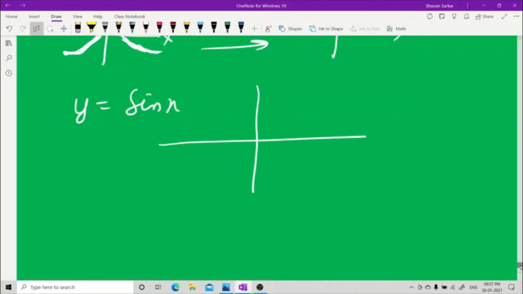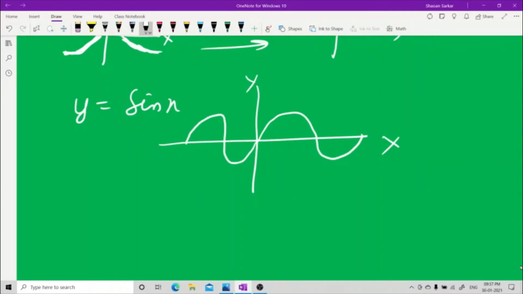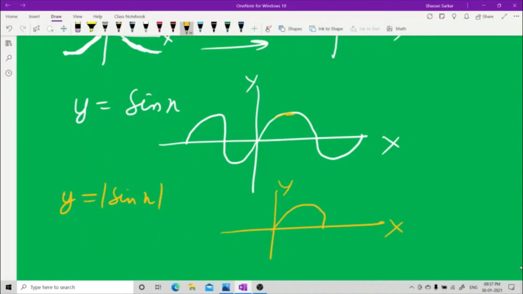You know the graph of sine x like this, x-axis, y-axis. It goes like this. Let me take this much only. Now when I write mod of sine x, let me write with a different color. I write y is mod sine x. That means I'm talking about this way. Now this is your x-axis, this is your y-axis. Now this one portion will remain as it is. This portion will go up, and this portion will also go up, and this will remain as it is. This is the way it will be.